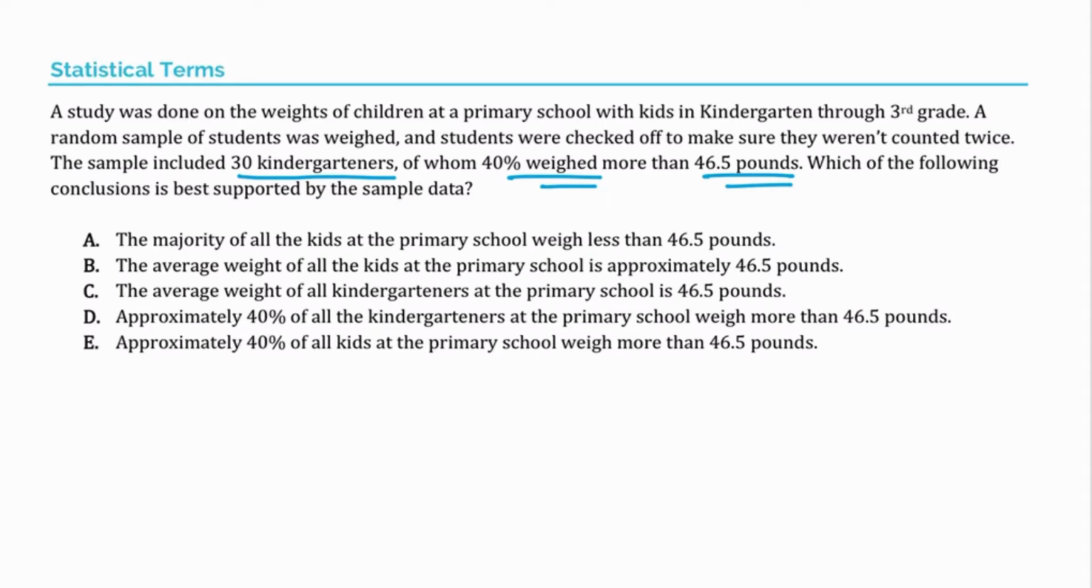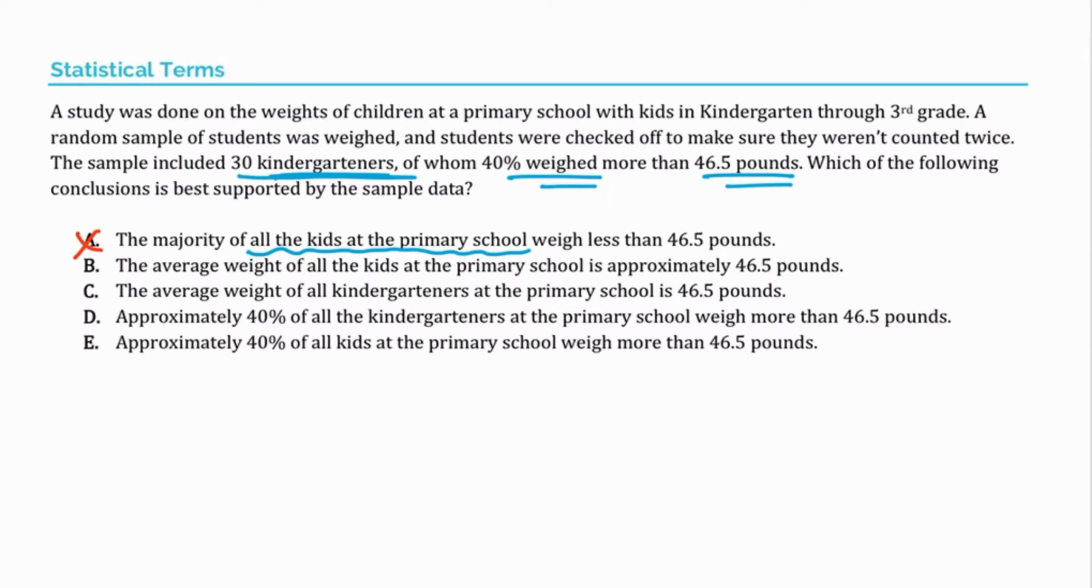So what I want you to do for this question is just read each answer choice, and then we're going to pick the one that is correct. It says the majority of all the kids at the primary school weigh less than 46.5 pounds. Be careful, if we only study kindergartners, I cannot generalize those data to the entire primary school. So for that reason, A is out.